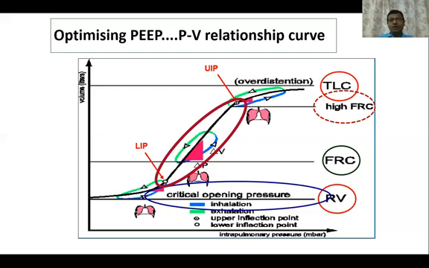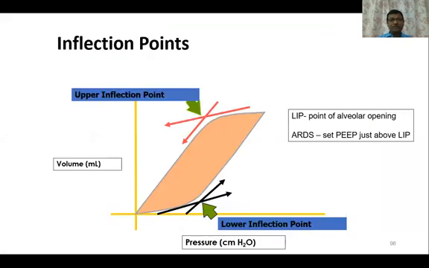And what do we mean by optimum PEEP? Optimum PEEP is the one which keeps most of the lung units in this favorable portion of the curve, so that most of the alveoli are open and you get higher tidal volume without any overdistension. So this is how your LIP and upper inflection point are going to look on a PV loop. And it is said that in ARDS lungs, you should set PEEP just above the lower inflection point.